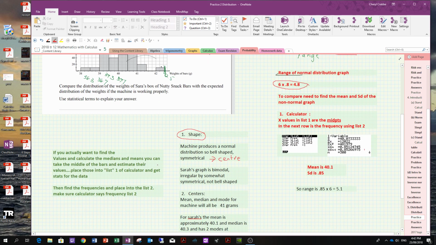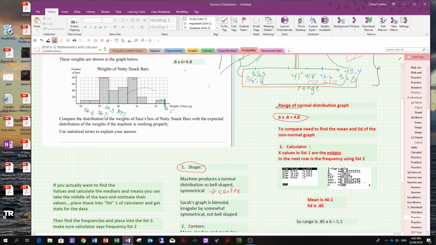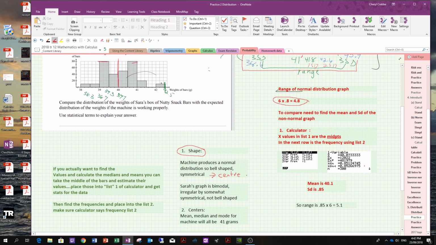Now Sarah's graph, if you take a look at it, it's bimodal, right? It's pretty much irregular in shape. It doesn't really take a particular shape of any kind, so we call that irregular. But it's somewhat symmetrical, because if you go down through the middle of this graph, it's not perfect symmetry, but it's not bad. So somewhat symmetrical, but it's not bell-shaped. So that's just a summary of how you can talk about the shape.